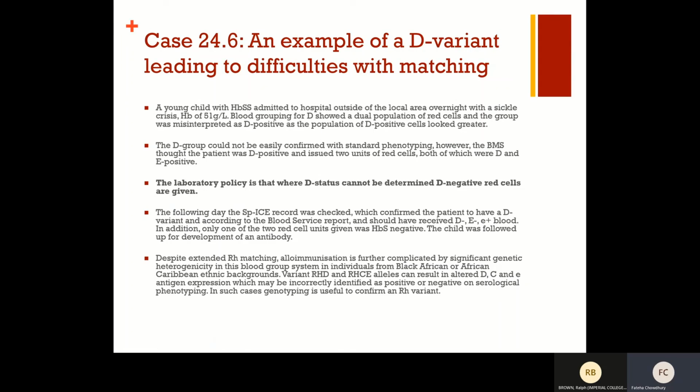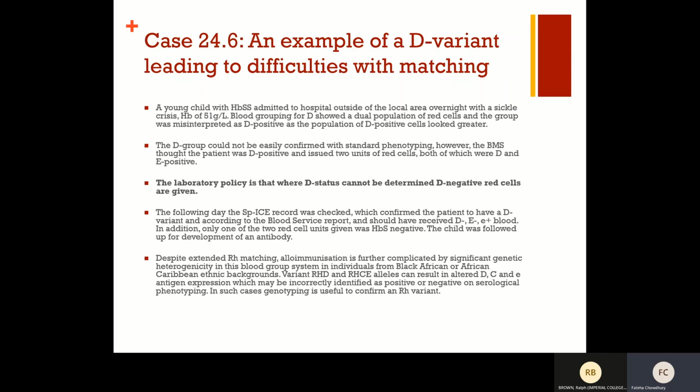So the next case is an example of a D variant leading to difficulties with matching. A young child with hemoglobin SS was admitted to a hospital outside the local area with a sickle crisis with a hemoglobin of 51 grams per litre. The blood grouping for D showed a dual population of red cells, and the group was misinterpreted as D positive as the population of D positive cells looked greater. The D group could not easily be confirmed on standard phenotyping. However, the BMS thought that the patient was D positive and issued 2 units of red cells, both of which were D and E positive.